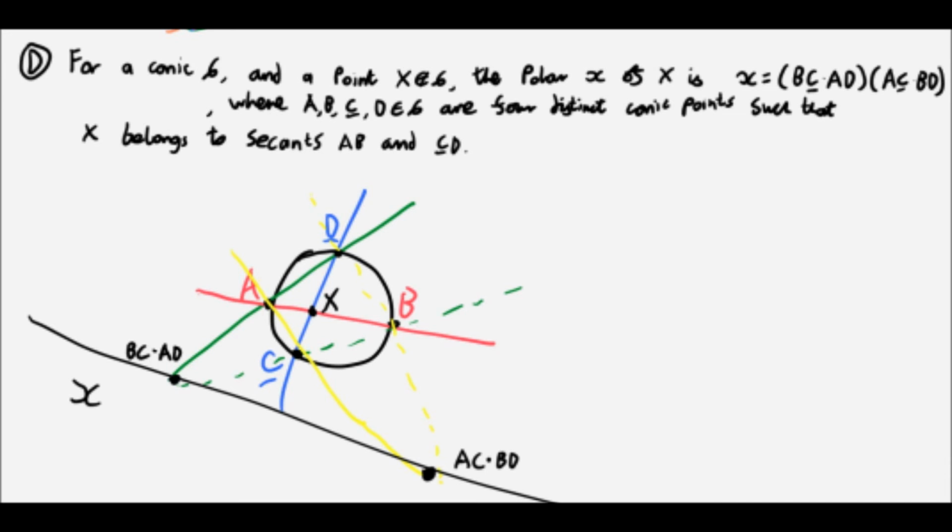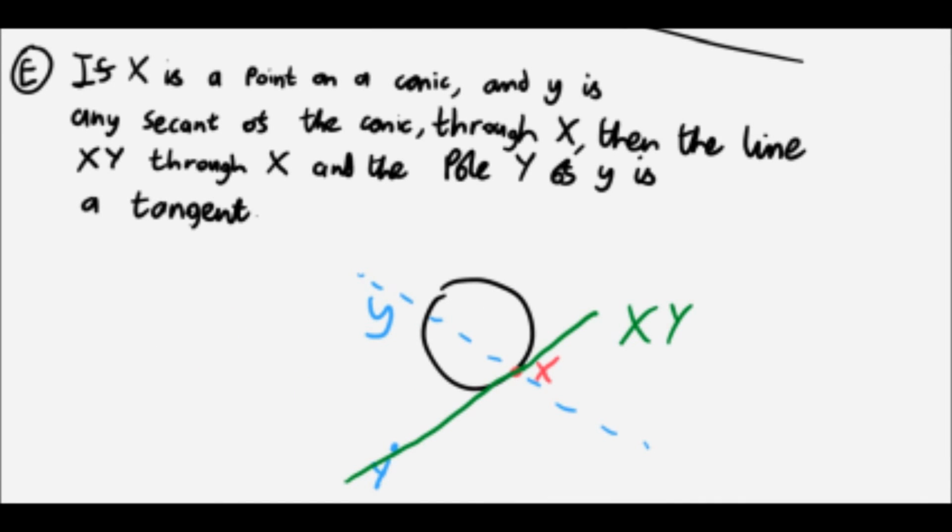What about if we want to find the tangent? Let's say we have a point X, big X, which is actually on a conic, and we want to find a tangent at that point. How do we do it? Well, we can take any secant, little y, that goes through this point, big X. Let big Y be the pole of little y. Then it turns out that the line through big X and big Y is going to be a tangent to the conic which goes through this point big X. I'll leave it to you to think about that one.